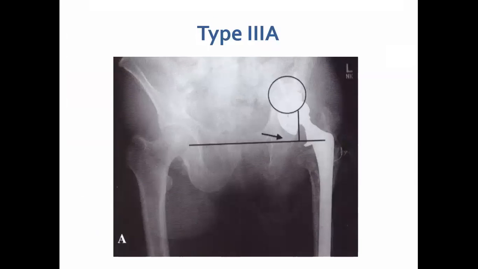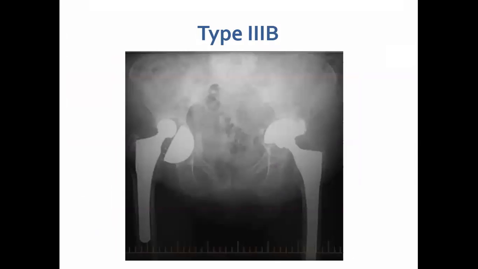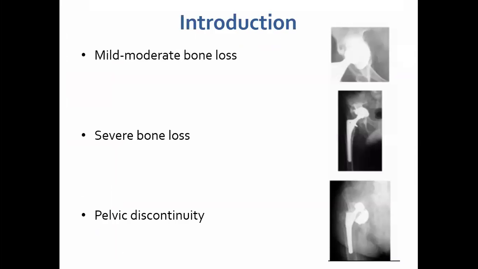Type 3 involves the presence of more than 30 millimeter superior migration of the acetabular cup, which can be either the up and out defect in type 3A, or the type 3B, the so-called up and in defect, which can be associated with pelvic discontinuity. So my focus will be on the mild to moderate bone loss, excluding the more severe forms of acetabular bone loss or pelvic discontinuity. And this is the simplest way to categorize the defects. It's a lot easier than before because we have gotten better in treating them.